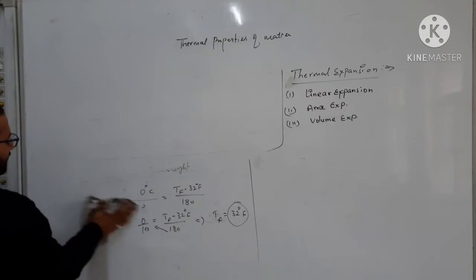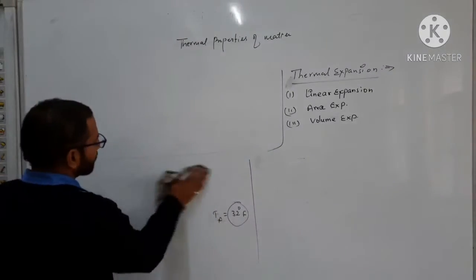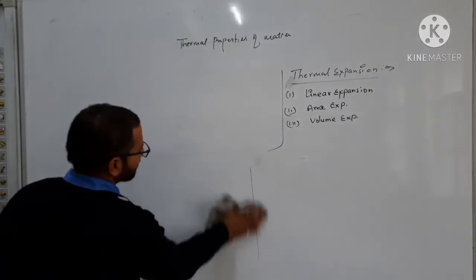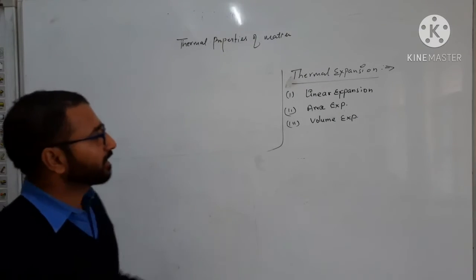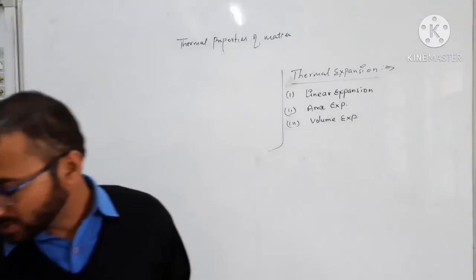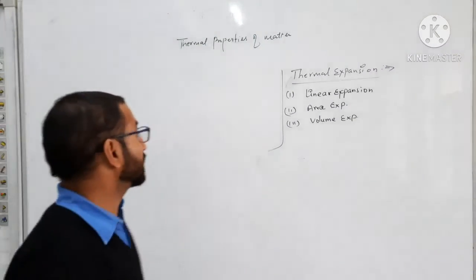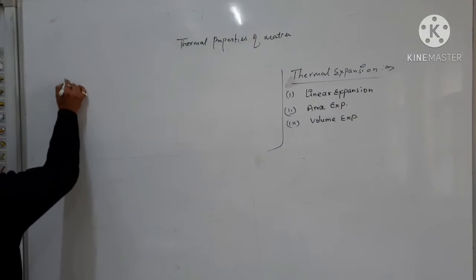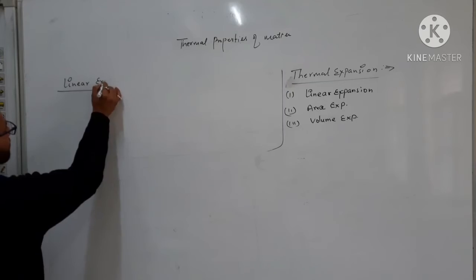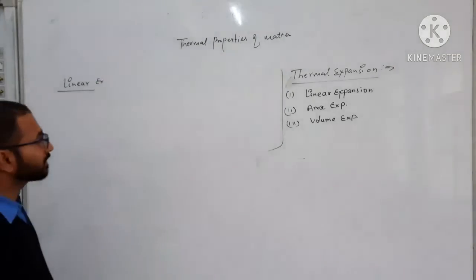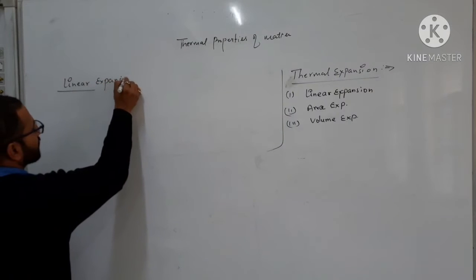On increasing the temperature, suppose a body has some given length, and as compared to the length, the other dimensions of the body are negligible. In that case we talk only about linear expansion. Other dimensions means their width, their height, or other things. So here we are talking about linear expansion.